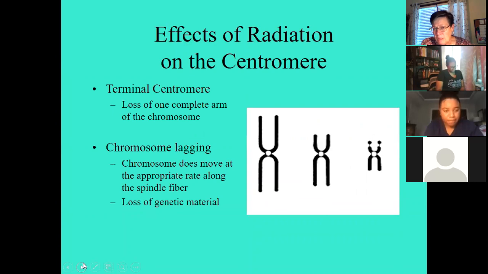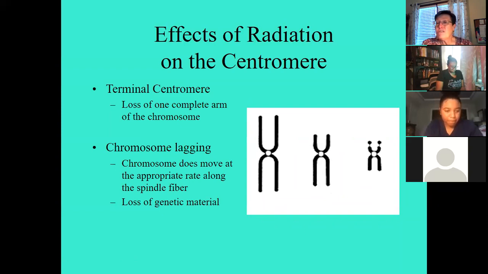All right, so we've looked at the chromosomes themselves, but now we're going to take just a moment and look at the effects of radiation on the centromere. Now remember, the centromere is what is connecting the arms of the chromosomes. So when we irradiate a cell, one of the things that can happen to a chromosome is that one entire arm of the chromosome can be removed.